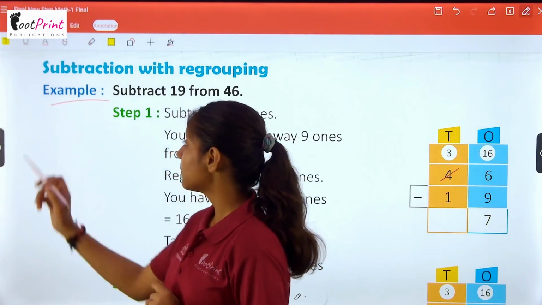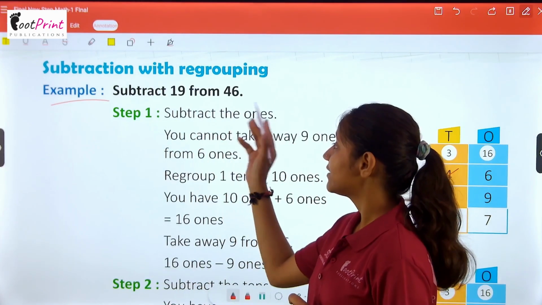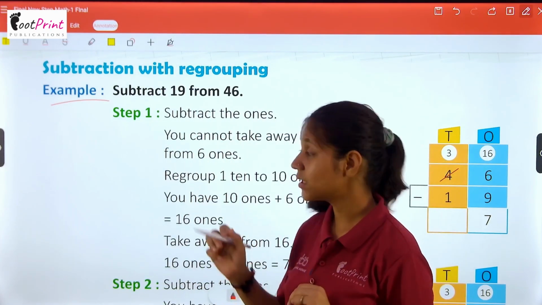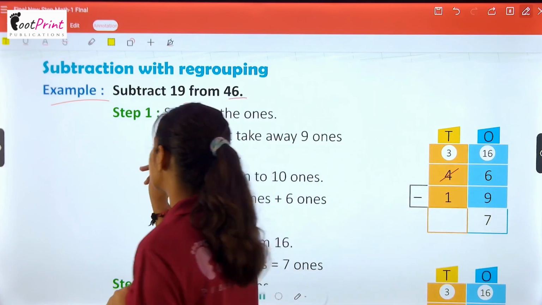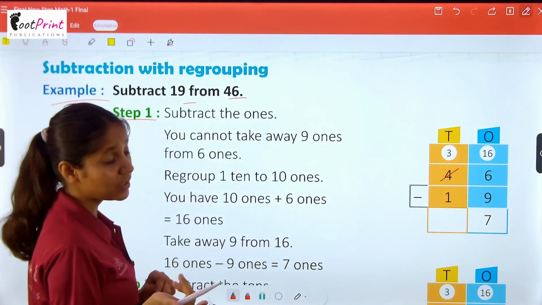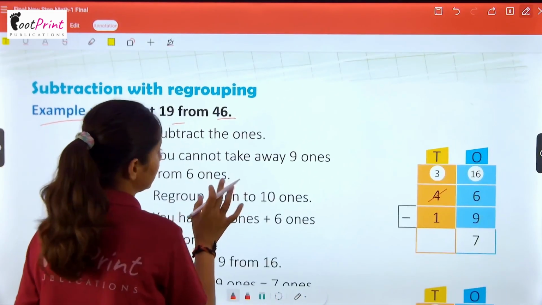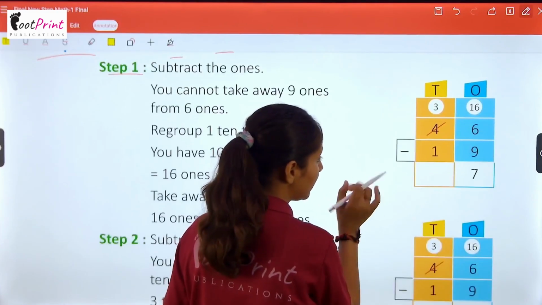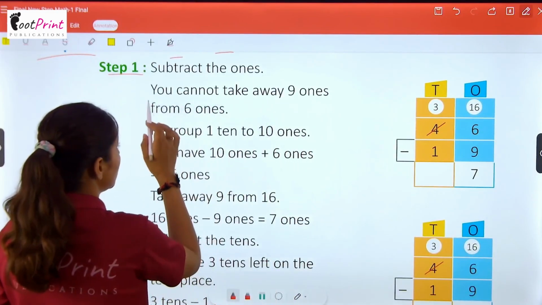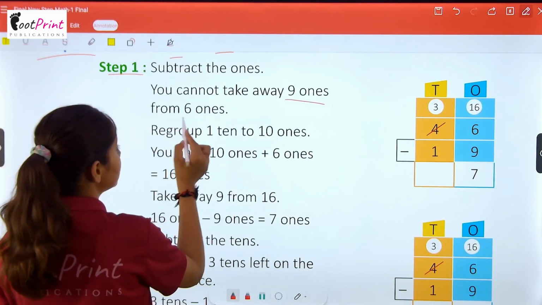So example number 1 says subtract 19 from 46. Two numbers are there, 46 and 19. Now step 1 says subtract the ones. So 46 minus 19. First we make a column, write the values. Now you cannot take away 9 from the 6 ones.